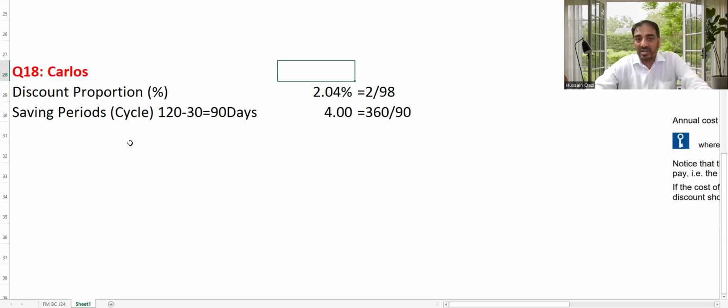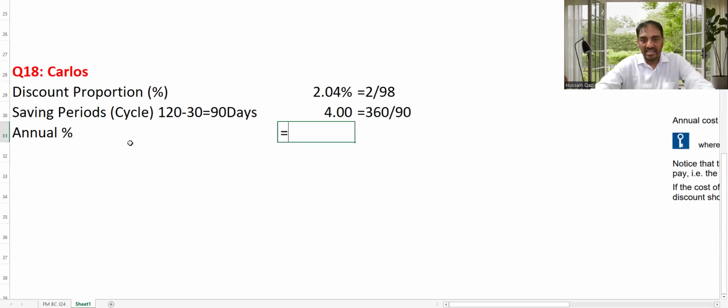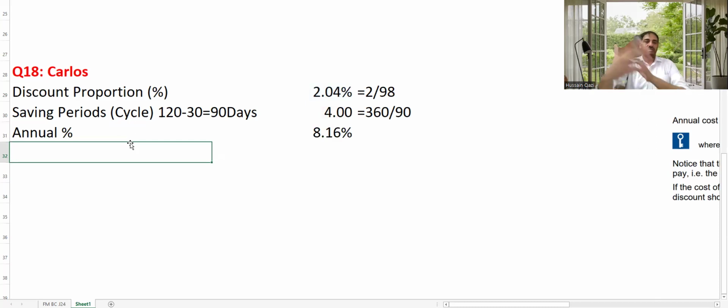So this 2.04% is actually only for 1 time cycle. That's only 1 cycle. And the 1 cycle reflects here the 90 days early. So the annual percentage here is 2.04 multiplied by 4. That is 8.16%. Sir, what are you talking about?